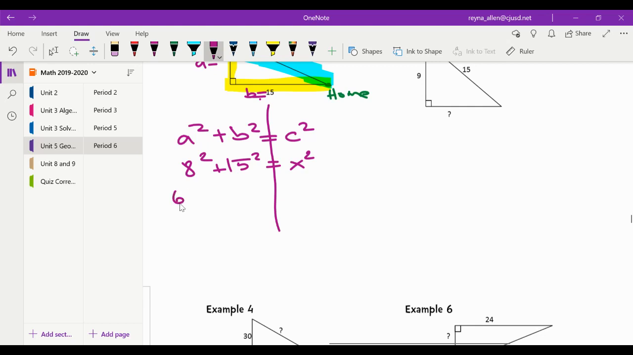8 times 8, 64. 15 times 15. Let's see, I don't know that one. 15 times 15, 225 equals X squared. Okay, combine like terms. 64 plus 225. See, 4 plus 5 is 9. 6 plus 2 is 8. Bring down the 2. Equals X squared.